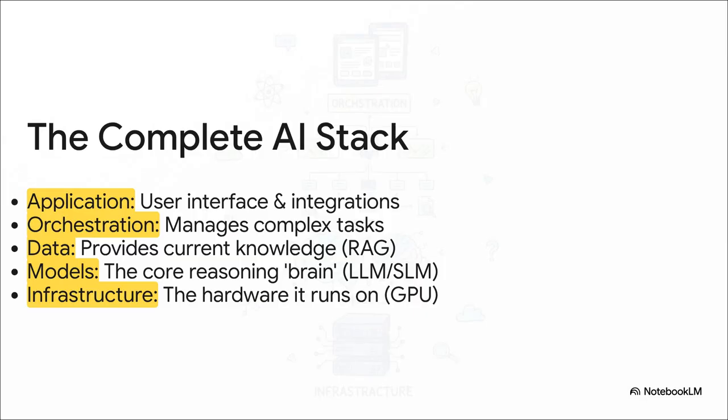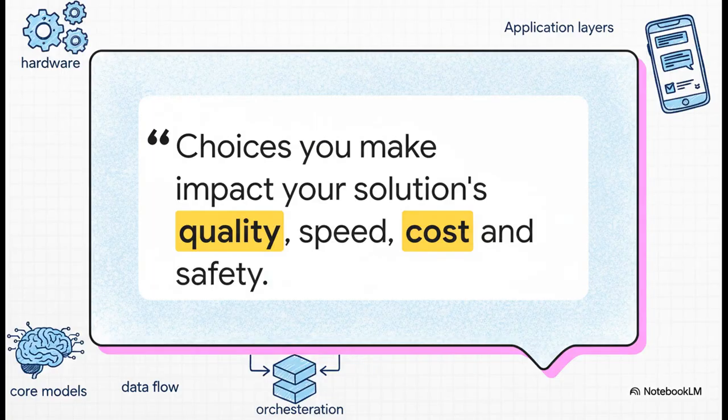And there you have it, the whole shebang, the complete AI stack from top to bottom. It all starts with the application the user sees, which is powered by that clever orchestration layer. That layer draws on up-to-date data to inform the core reasoning model, and all of that runs on powerful hardware infrastructure. See how each layer builds on the one below it? It's a beautiful thing.